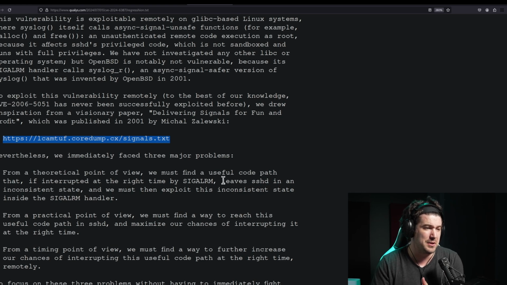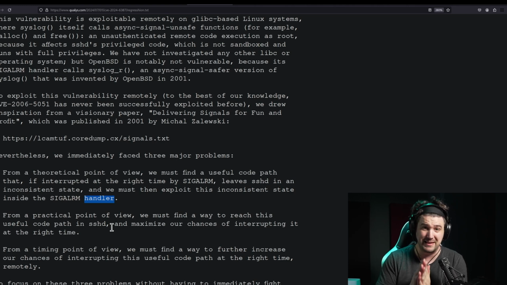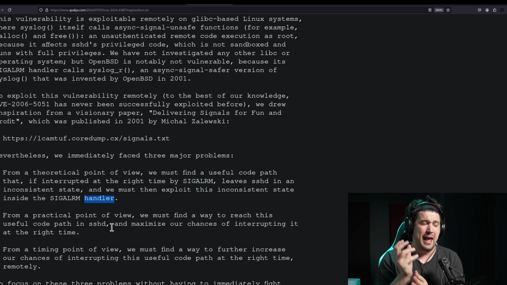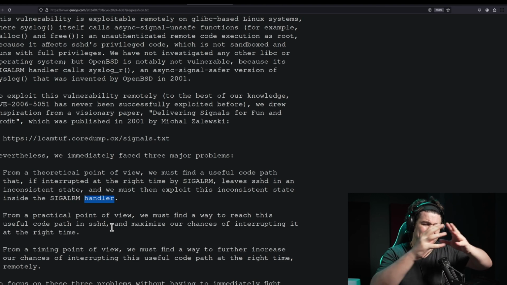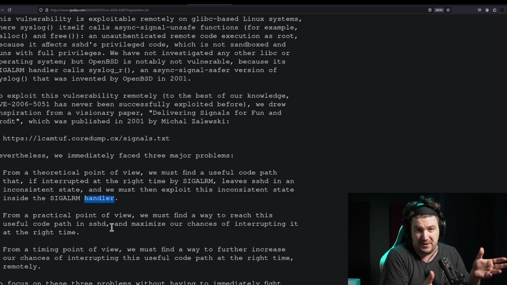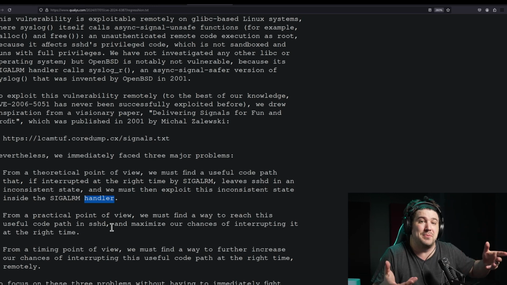Nevertheless, we immediately face three major problems. From a theoretical point of view, we must find a useful code path that, if interrupted at the right time by SIGALRM, leaves SSHD in an inconsistent state, and we must then exploit this inconsistent state inside of the SIGALRM handler. This is the really cool part: they're interrupting a handler based off of this inappropriate use of a non-async signal safe function being called inside of a signal handler. They have to set up OpenSSH to execute the code that they want and then hit the right thing to interrupt it inappropriately.